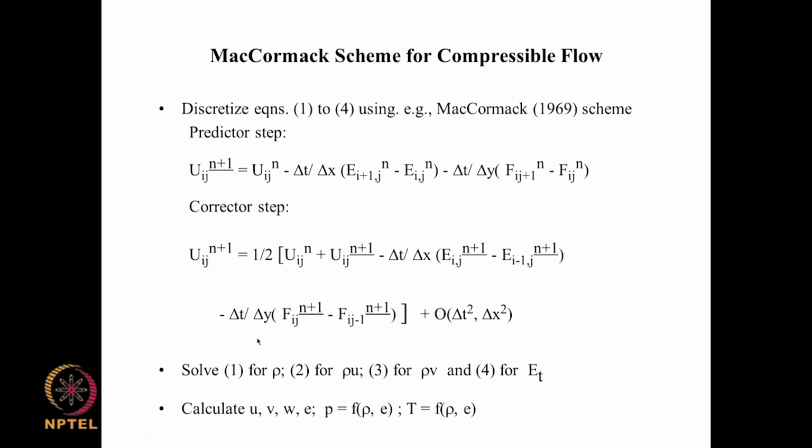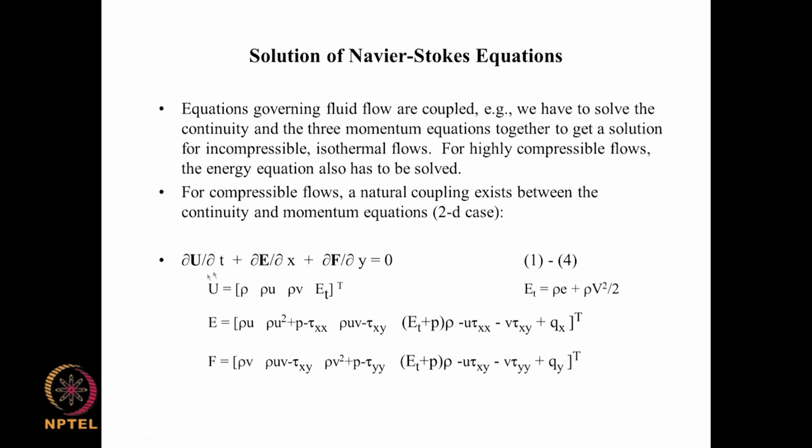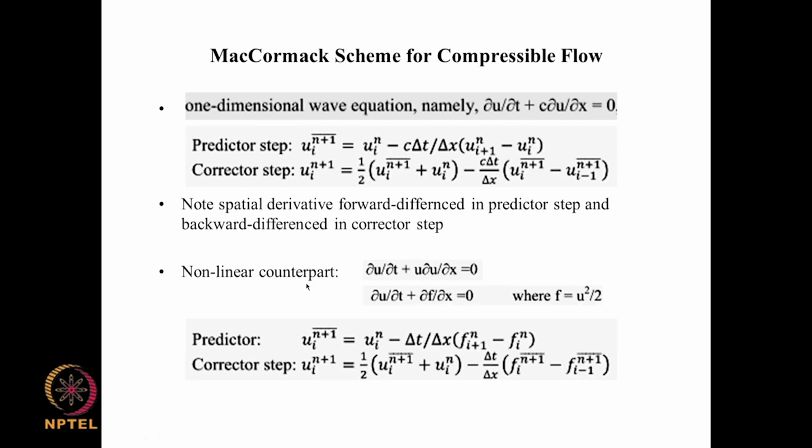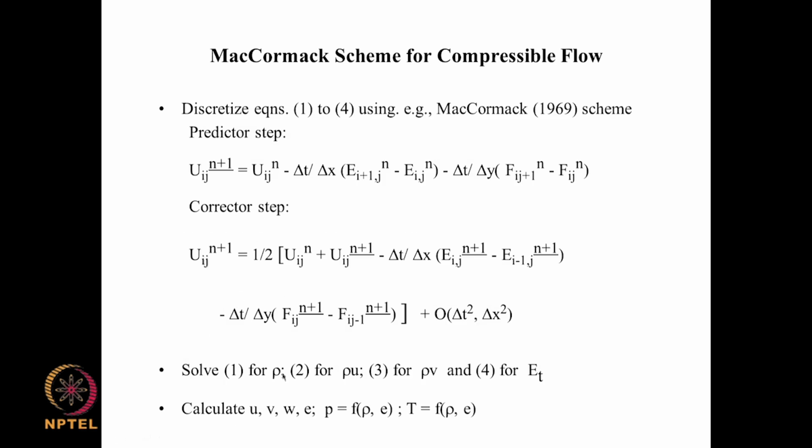And how we actually do this, given that U, E, F are vectors, is that in each case for each equation we know what the terms are that are appearing here, U, E and F. So, we first solve equation 1 here for the continuity equation. That gives us dou rho by dou t plus dou by dou x of rho u plus dou by dou y of rho v equal to 0. So, that equation is solved for u. Now, after we get u, we solve using this and this again, but taking the second values for rho u, then the third equation for rho v, and the fourth equation for E_t.